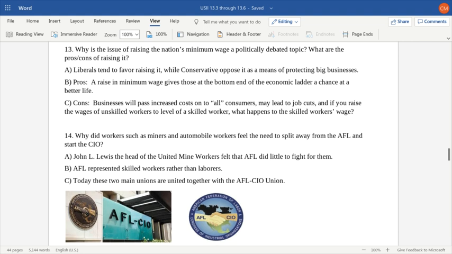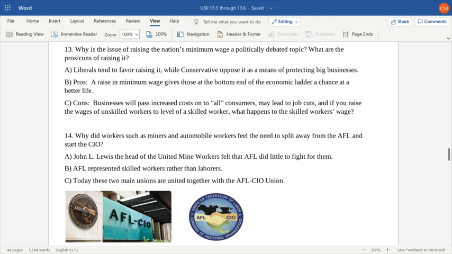Okay, 14, why do workers such as miners and automobile workers feel the need to split away from the AFL and start the CIO? John L. Lewis, the head of the United Mine Workers, felt that the AFL did very little to fight for them, and if you don't feel that you're being represented by your union leadership, then you may want something a little bit different. The AFL represented skilled workers rather than laborers.